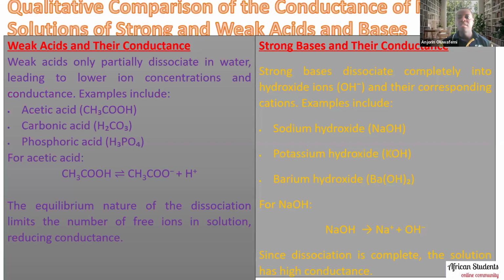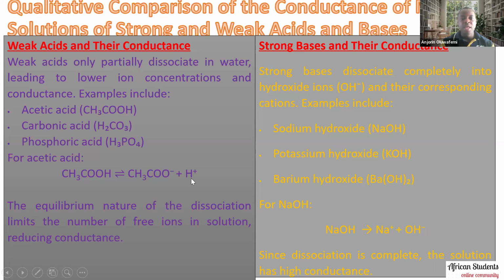The reverse is what we have with weak acids. Weak acids partially dissociate in water, leading to lower ion concentration and conductance. Examples of weak acids are acetic acid, carbonic acid, and phosphoric acid. Focusing on acetic acid, when it dissociates in water, CH3COOH undergoes a forward and a backward reaction, giving us CH3COO-, that's the acetate, and then the hydrogen ion that is now released.